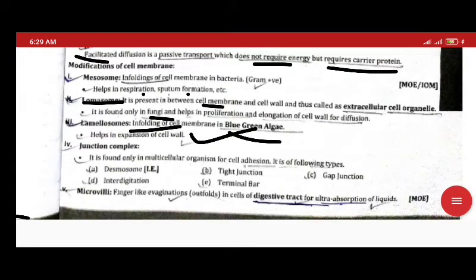Now the junctional complex. The junctional complex is for joining or adhering cells, with techniques like desmosomes, tight junction, gap junction, interdigitation and terminal bar. Then microvilli are finger-like projections for absorption of liquid in the digestive tract.